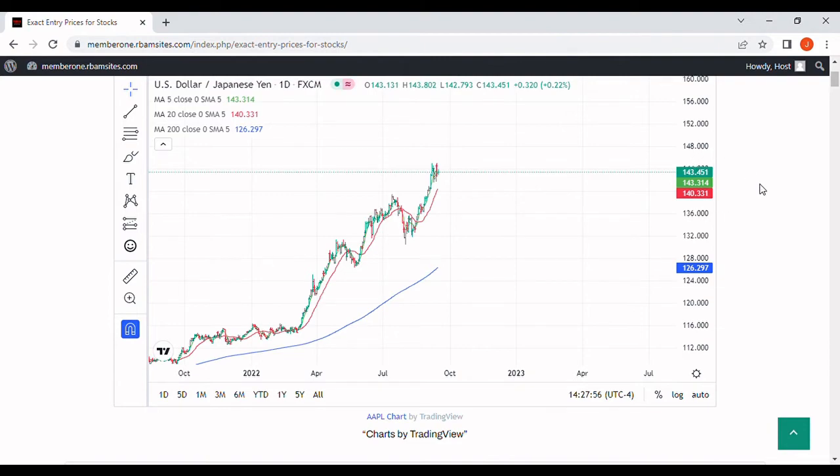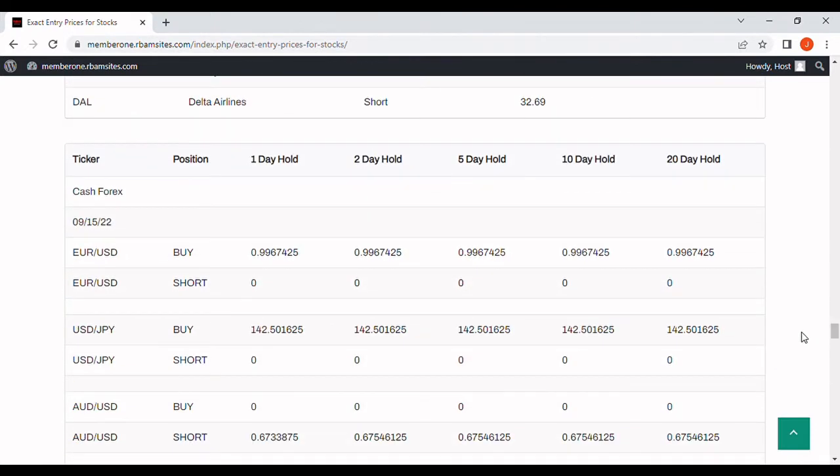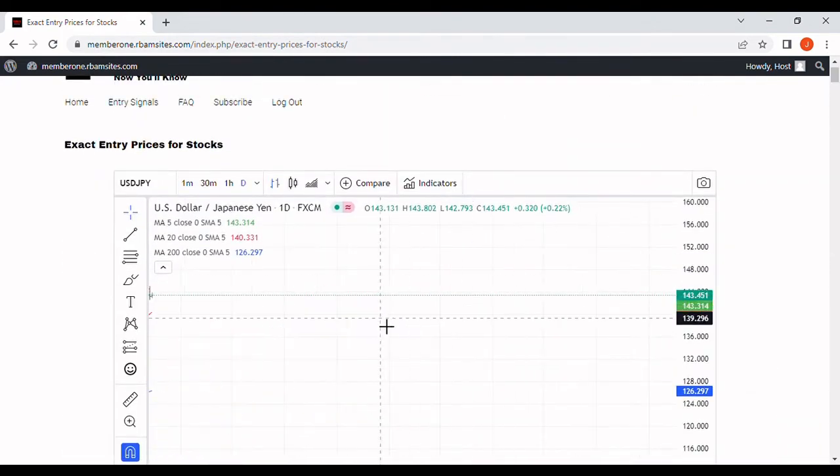Let's go down and see what RBAM Research says. RBAM Research covers the currencies, and these are the cash currencies right here. We put out 1, 2, 5, 10, and 20-day holding periods for the cash forex. This is out today, 9/15. They have longs or shorts every day, and here are the USD JPY numbers. It shows buys for today at 142.5 across the board. So let's go take a look. It's recommending buys at 142.5. Let's see what that would have done if we could have got in there.